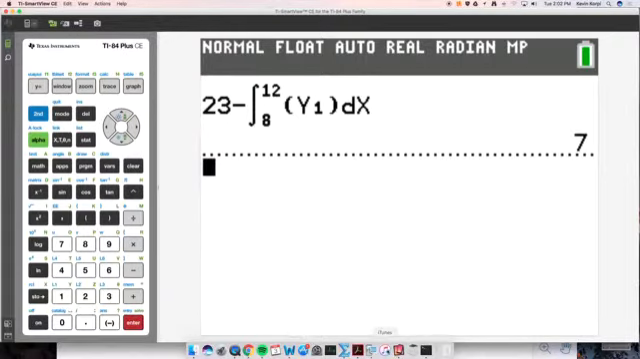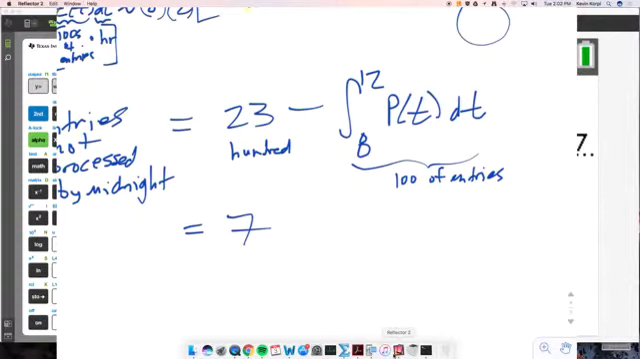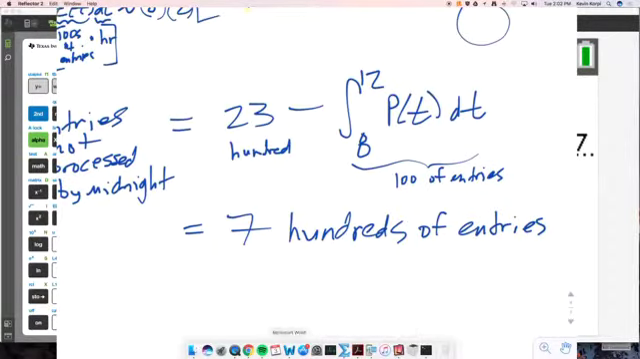7. All right, so let's go back to our paper, and I'll write 7, and what are the units? Hundreds of entries. And that's your answer. Now, here's where some students got messed up.